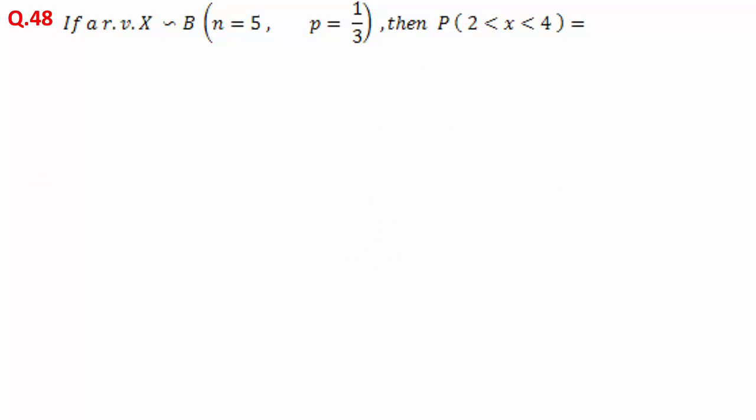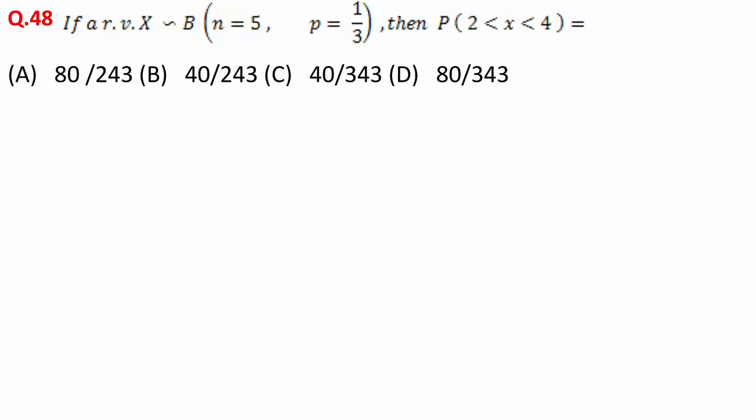Question 48. If a random variable x is binomial variable with n equal to 5 and p equal to 1 by 3, then probability of x lying between 2 to 4 is. Options are A 80 by 243, B 40 by 243, C 40 by 343, and D 80 by 343.